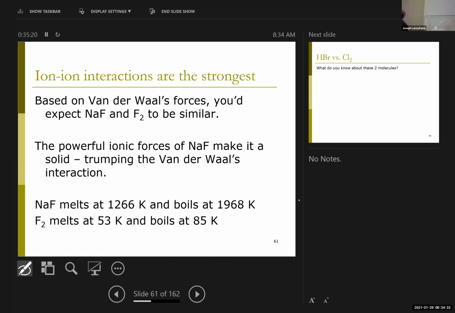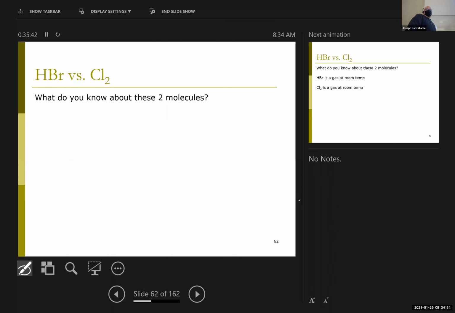But you're only a solid if you like each other more than you want to escape each other with your kinetic energy, right? And so I know of no better way to emphasize the difference in strength between ionic interactions and van der Waals forces. And so, you know, you can play this game with a lot of molecules. Here's another pair of diatomics.